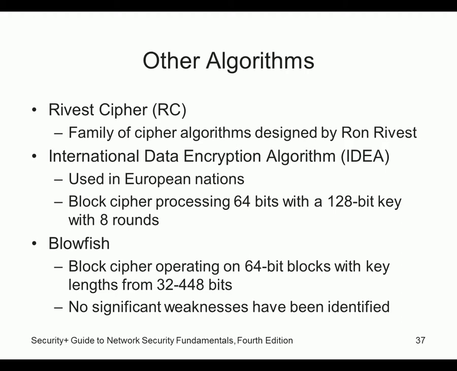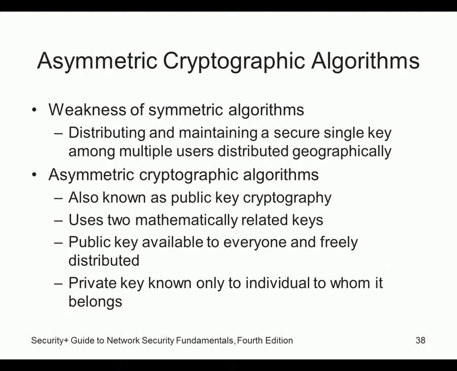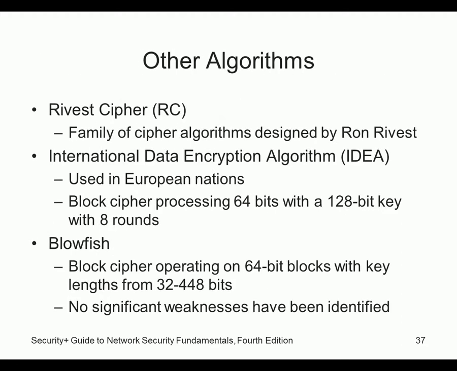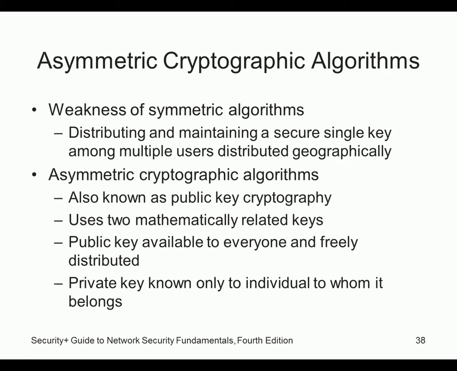Other ones, we have the Rivest ciphers. We have IDEA. We have Blowfish. I kind of mentioned that one. I'm not going into depth on these. And there's more. There's RSA. Actually, RSA is the next kind, public key. So all right, let's get into asymmetric.